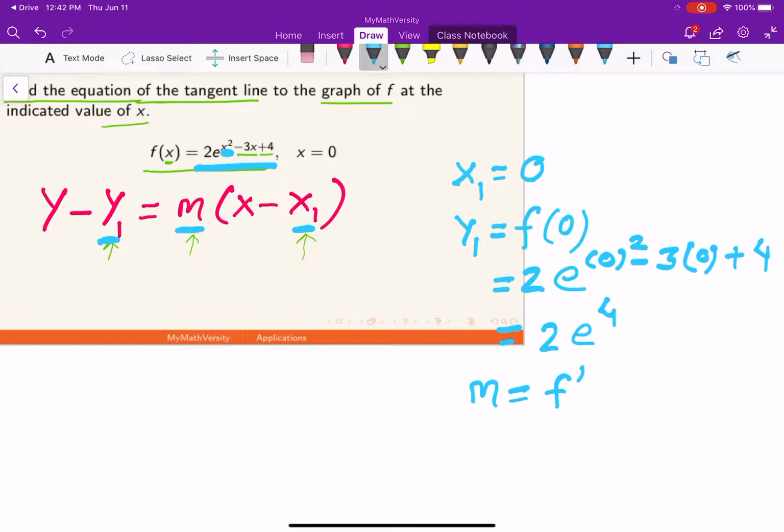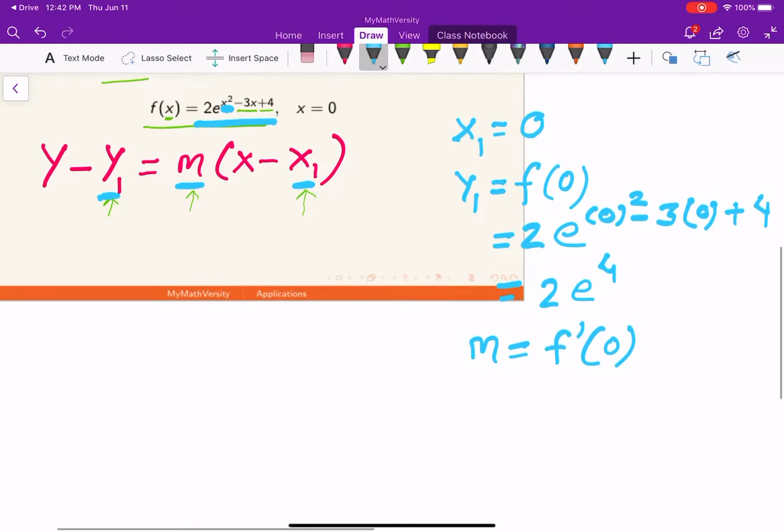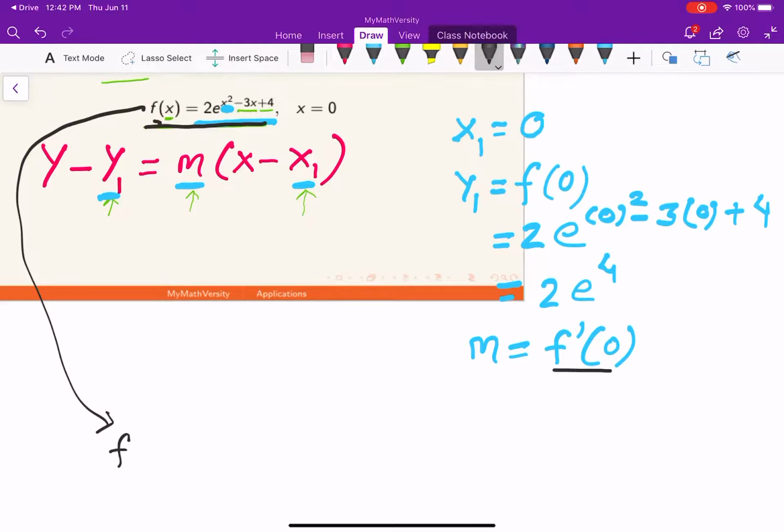Once we get the derivative, we need to find the slope at x equal to 0, so we need to find the derivative at 0. This is what we need to evaluate, f prime of 0. But if we need to compute f prime of 0, then we also need f prime of x for this function. So what is f prime of x for this function?